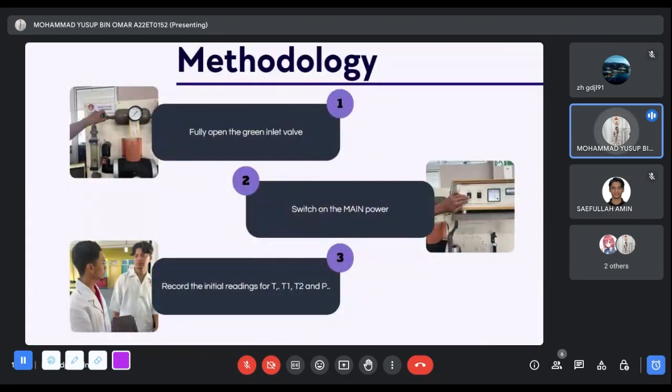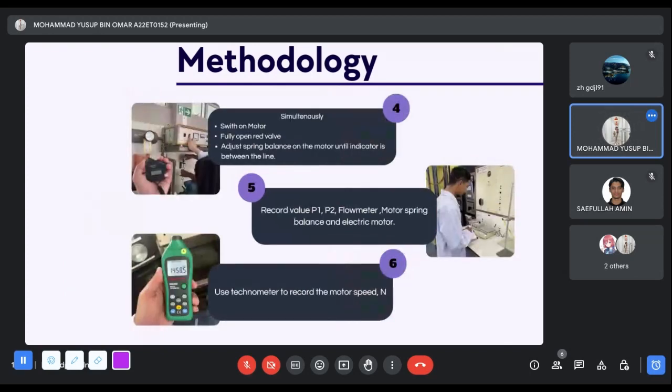Moving to the methodology. The first step is to fully open the green inlet valve. Second, switch on the main power. Then record the initial readings for temperatures T0, T1, T2, and P0. The fourth step is done simultaneously.